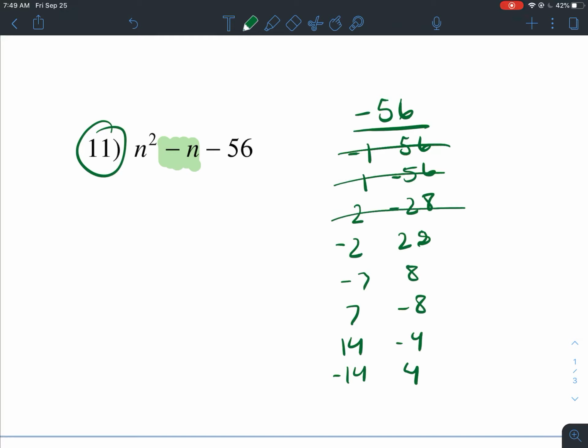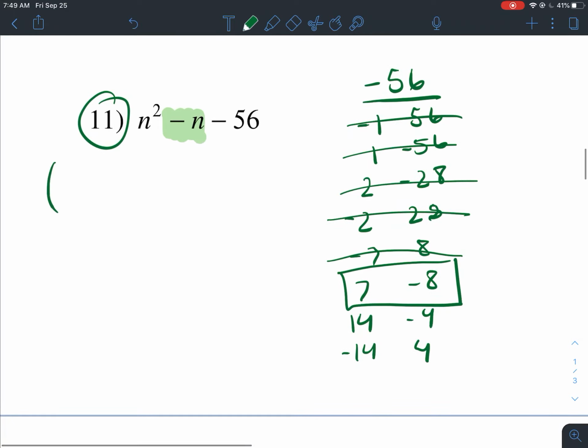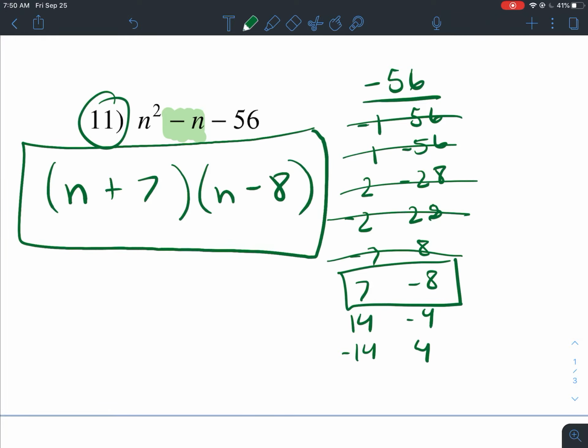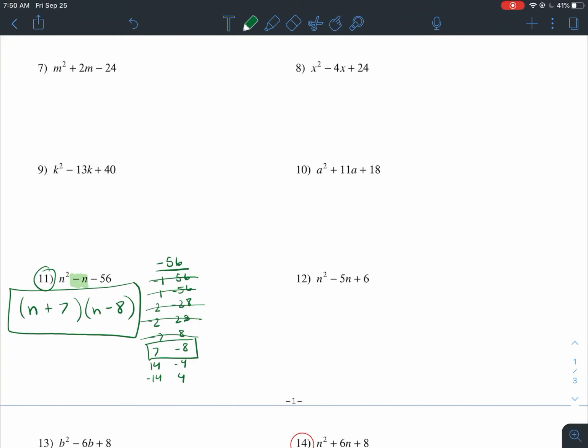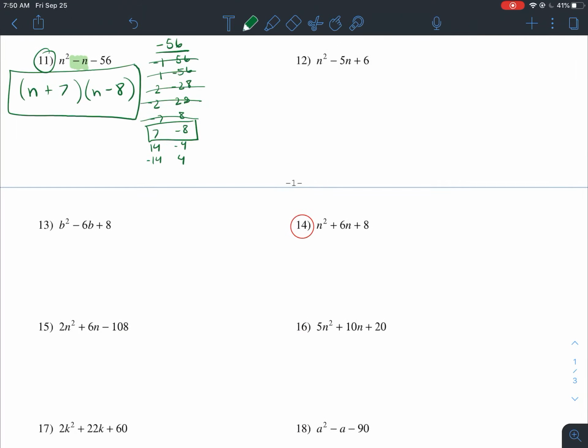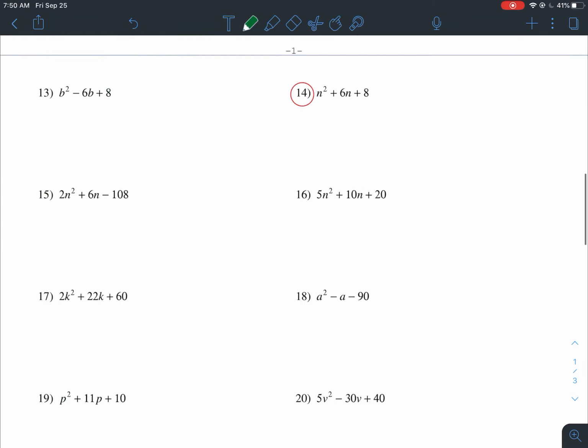All right, so let's go ahead. This guy doesn't work. This guy doesn't work. Doesn't work, gives us negative 26. Gives us positive 26. This one gives us positive 1. But these guys, you see that? That's going to give us a negative 1. All right, so I can stop right there. I'm going to do n plus 7, n minus 8. And that would be my answer there.